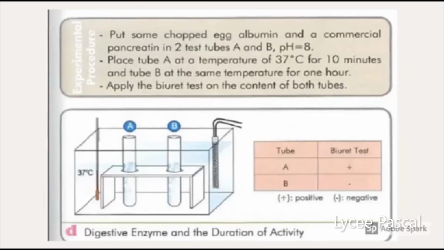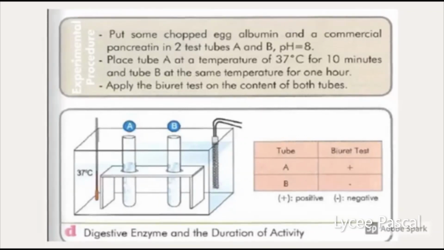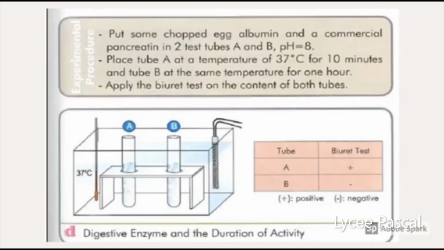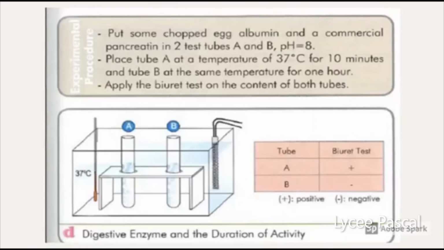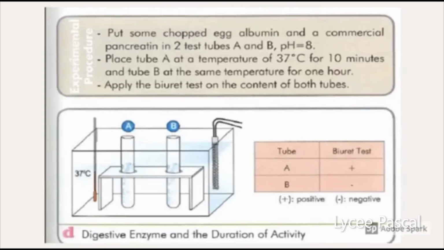At the end, if we look at the table of results, we are going to see that the Biuret test is only positive with tube A and negative with tube B. It means that the protein is still present in tube A, but it disappeared in tube B. What is the variable factor in this experiment? The duration. From this experiment, we can know that the 10 minutes are not enough for the protein digestion.